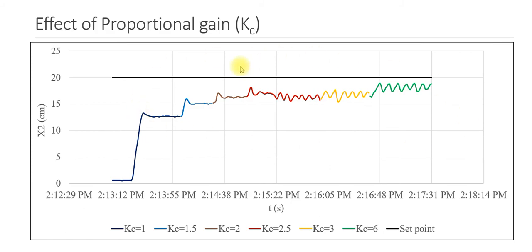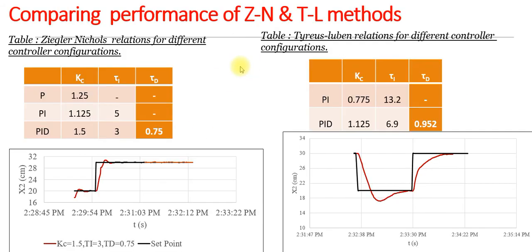This is a good representation. Okay, next and final is comparing the performance of ZN and TL. Both of them did the experiment. They have two different approaches. Ziegler-Nichols is based on a faster response. They want to make the response faster, not sluggish. TL doesn't want any oscillation.